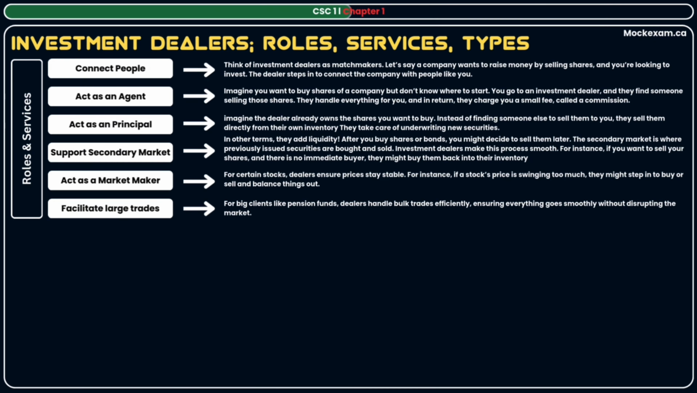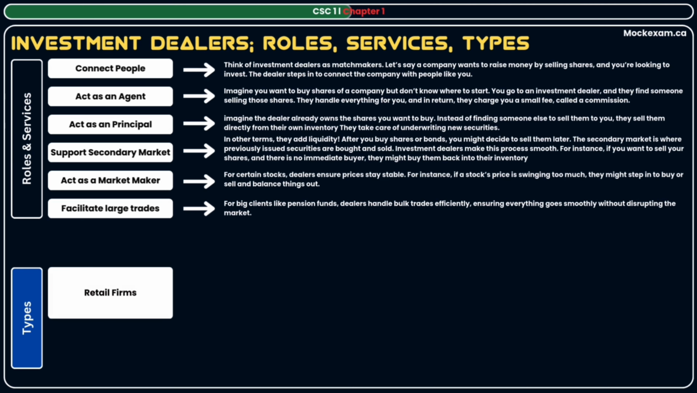Now, let's get to types of investment dealers. There are three types of investment dealers. Number one, retail firms. Retail firms are dealers that work with individual small investors like you. There are two different types of retail firms: full service dealers and discount brokers. Let's get to full service dealers.